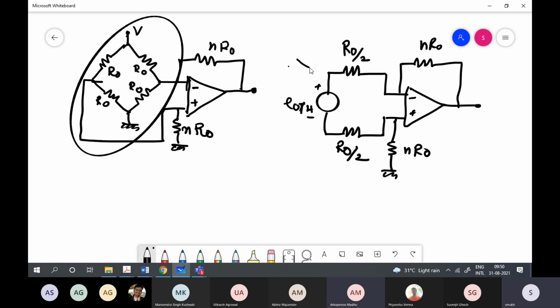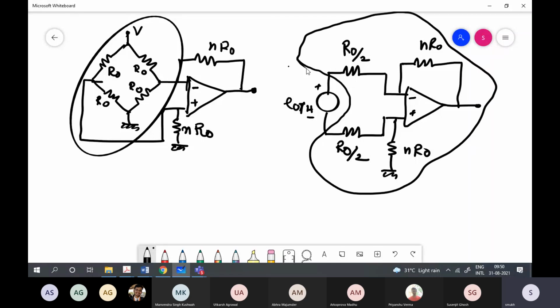So now you can imagine this to be a differential amplifier, and this is the EMF due to bridge unbalance, the open circuit voltage. So what is the gain of this differential amplifier? You can find out. Okay? So this is what I wanted to say.